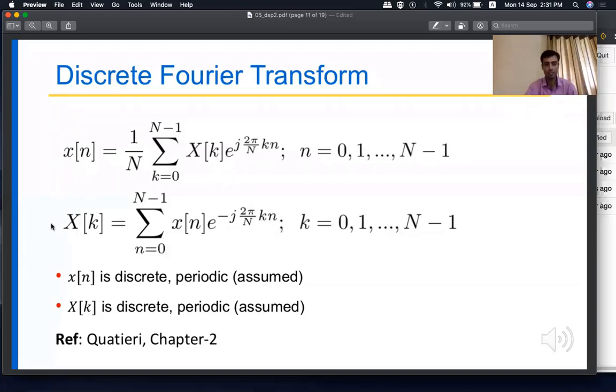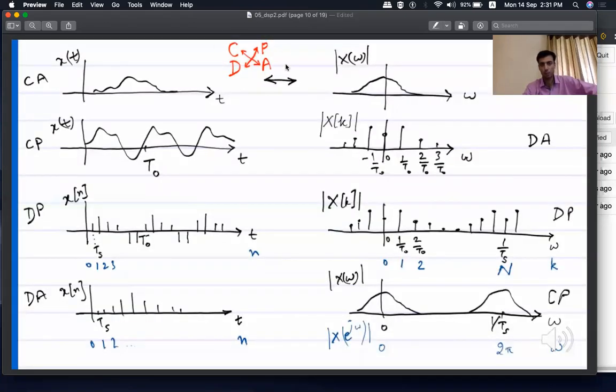And similarly, in this Fourier transform domain also, we work with one window, and we assume that this window is repeating over and over again. So my xn is discrete and periodic. My xk is also discrete and periodic. If you remember this small figure, whenever one domain is continuous, the other domain will be aperiodic. Whenever this domain is discrete, the other domain will be periodic.